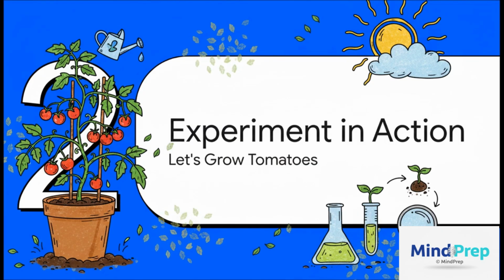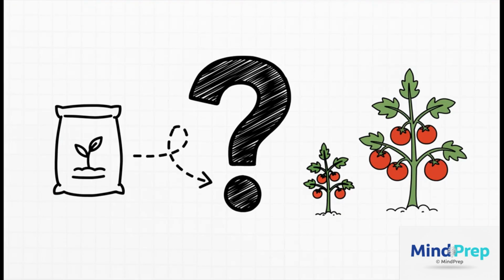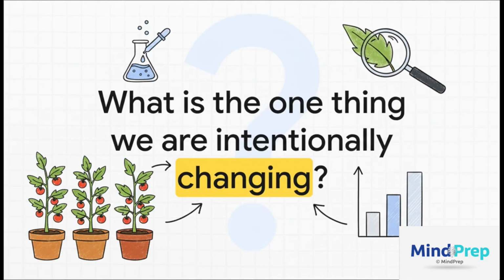Okay, enough with the theory. Let's put these characters into a real-world situation so you can see them in action. Let's grow some tomatoes. So here's our mission. We want to find out, does adding more fertilizer actually make our tomato plants grow bigger tomatoes? It's a simple, straightforward question, right? All right, it's your turn. Put on your scientist hat for a second. Using our first question, what is the one and only thing we are changing on purpose in this experiment?